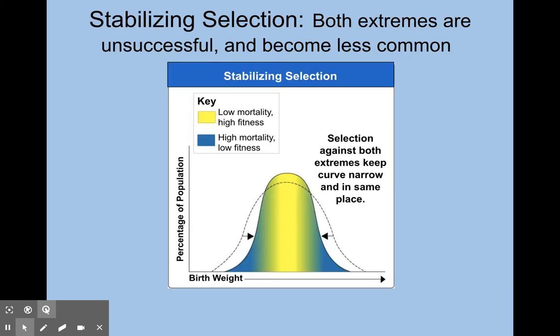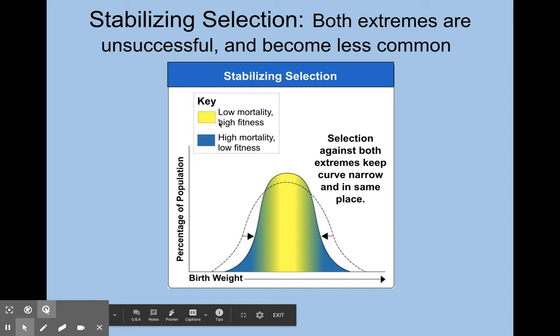A different type of selection is what is called stabilizing selection, where both extremes are now unsuccessful or don't allow the species to survive and reproduce as well, and then become less common. So these birds have now moved to a new island where those that are in the middle with birth weight here, so this is kind of an idea with birth weight. But this becomes more common, and now we have a more stable in the middle here.